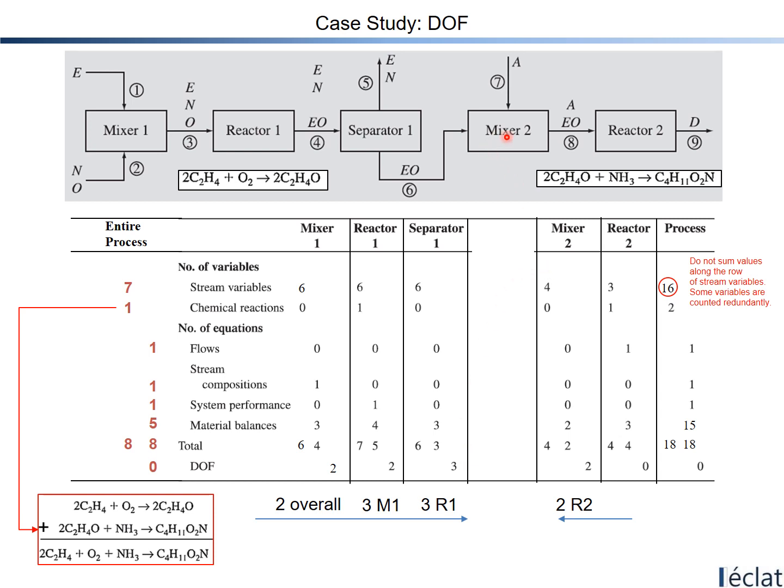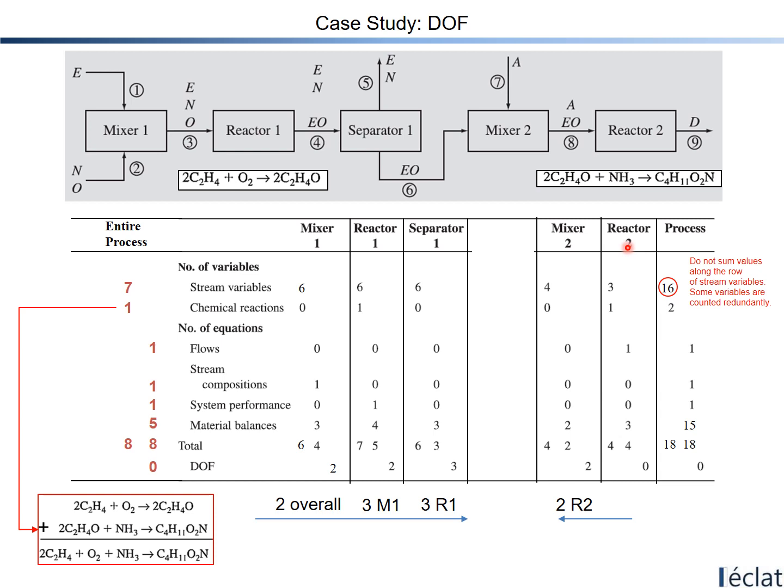Then mixer 2. We have 4 stream variables, no chemical reaction, and no restriction about the flows, but we need to think about the material balance equations. So how many compounds are there? EO, AEO. So 2 different compounds are there. So 2 material balance equations. Degree of freedom is 4 minus 2, which is 2.